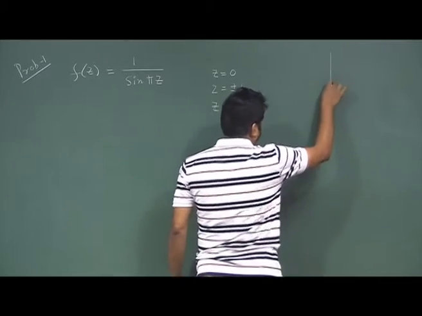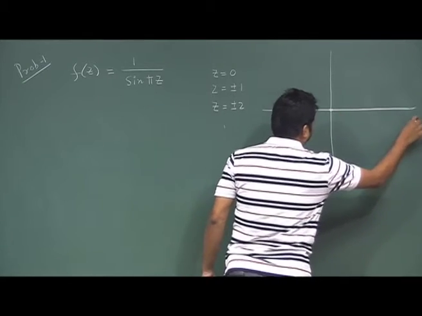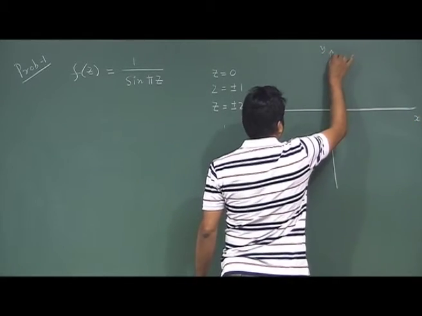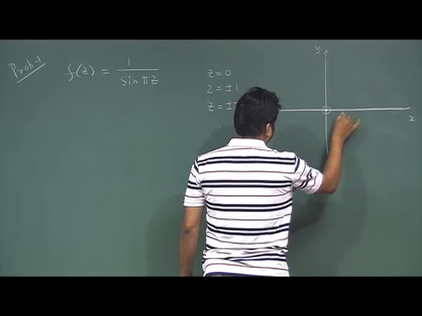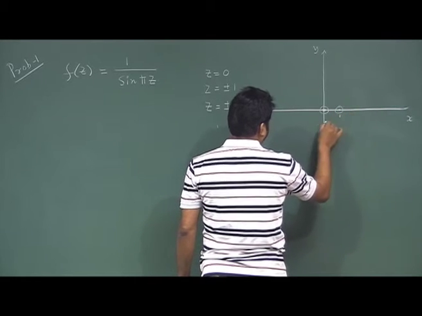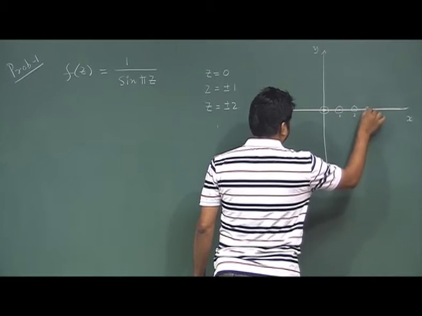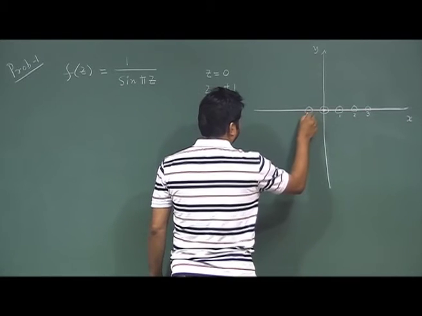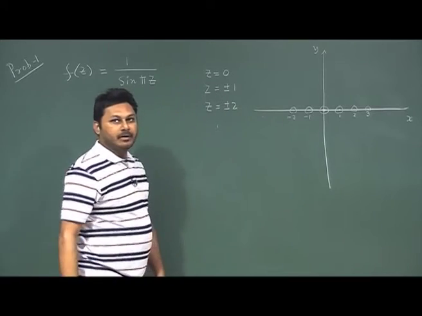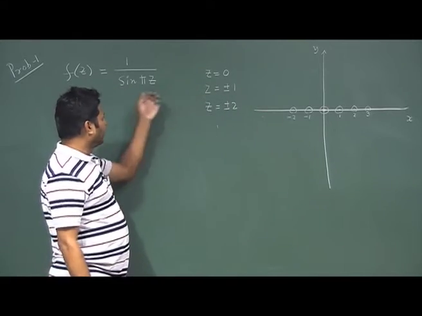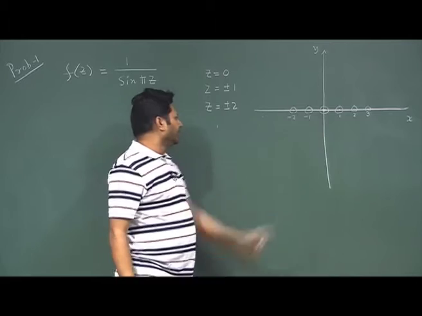If this is my x axis and this is my y axis, this is the z plane. In the z plane I have a singular point here for this function. If this is 1, I have a singular point here, then 2, then 3 here, and so on. Here also I have minus 1, minus 2, and so on. So we have many discrete singularities here, and if I want to find out the singularity at the z equal to 0 point for the time being, then let us find it.